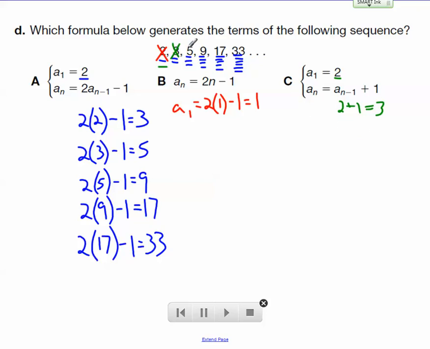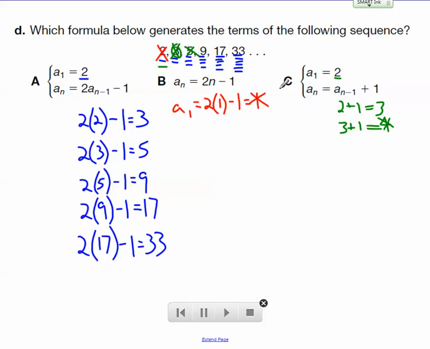So let's try it again, though. There's that 3. Take the previous term, 3, and add 1 to it. And that gives us 4. Well, the next term's not 4. It's 5. So we've got an issue there. Just like 1 was not the first term here, 4 is not the third term there. So this worked for a little while, but it didn't work thereafter. You can see on A, it worked for every single one.